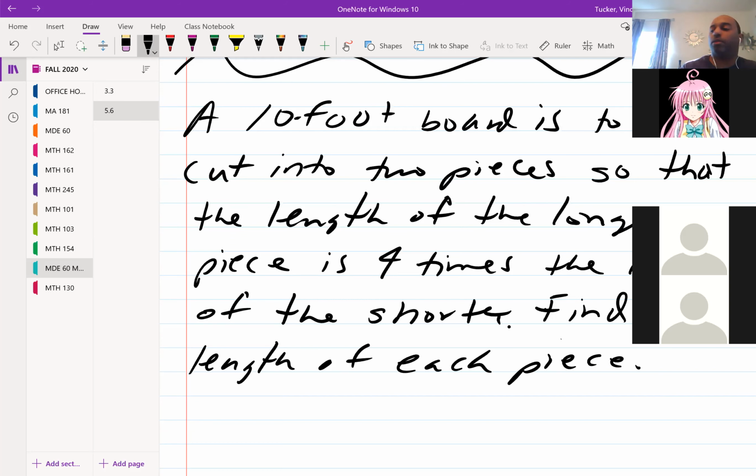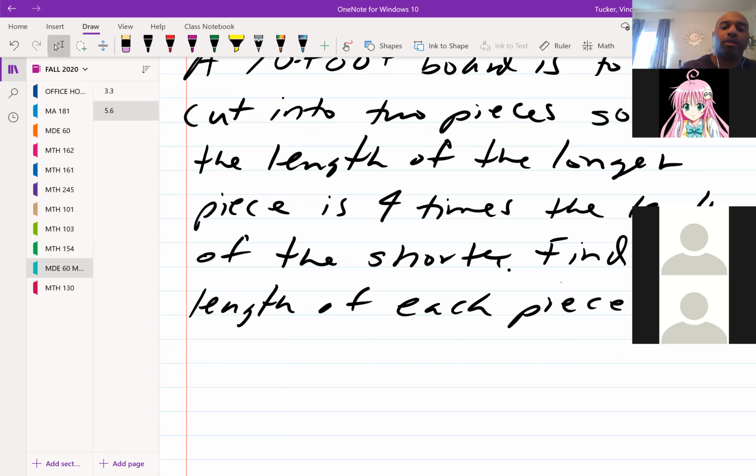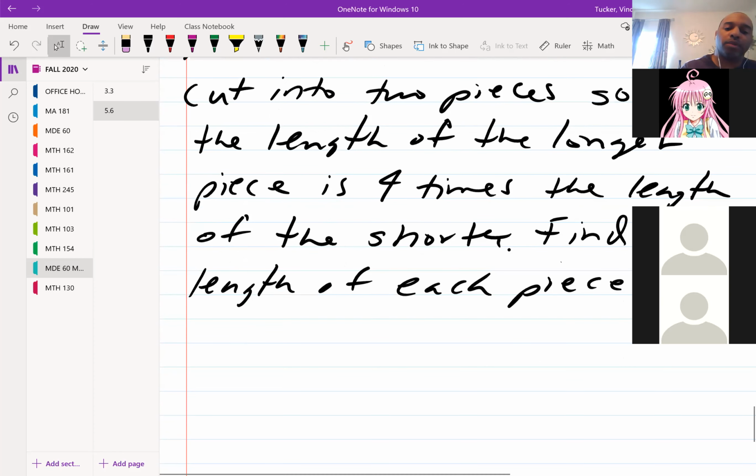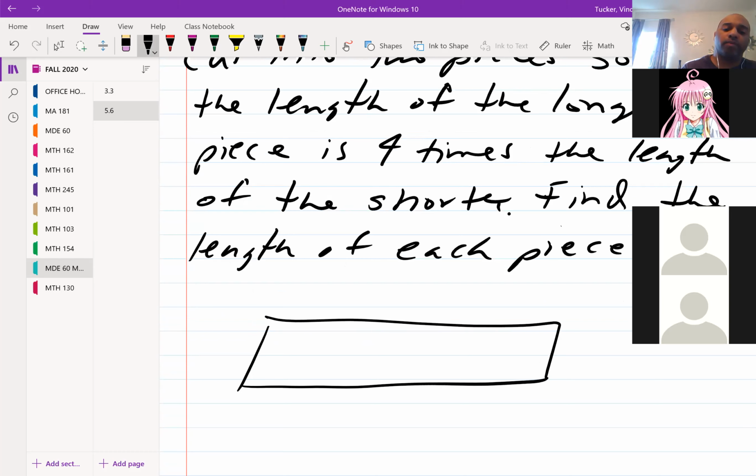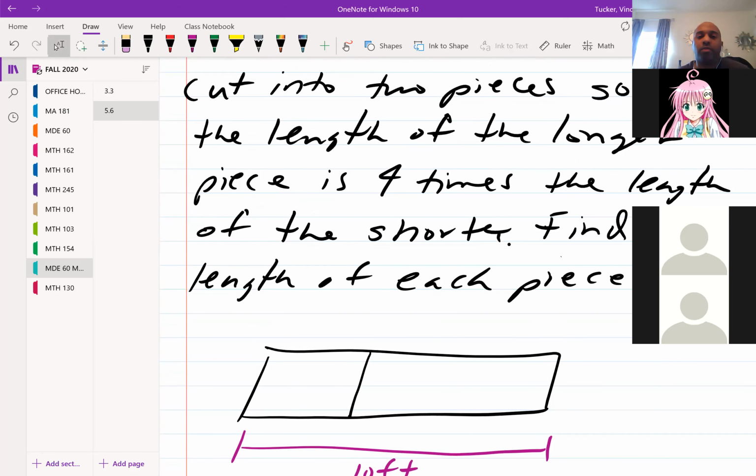All right, so let's look at what we have here. We have a 10-foot board. We want to cut it into 2 pieces. Now, notice it says that the 2 pieces need to be cut in such a way that the longer piece is 4 times the length of the shorter piece. So what we can do is let the shorter piece be x.